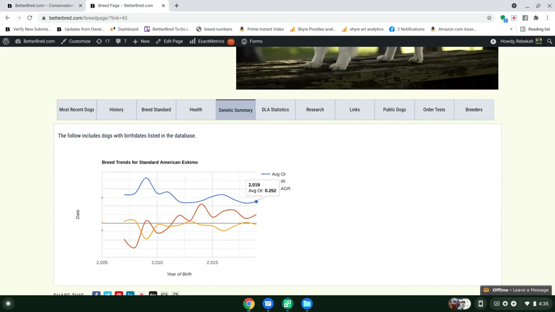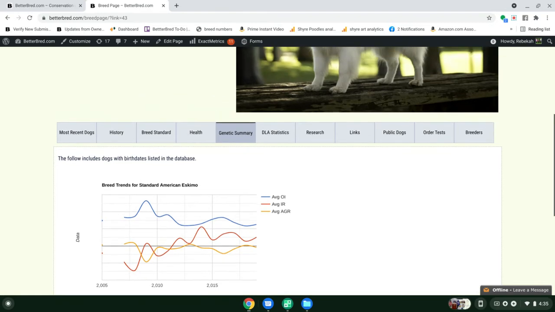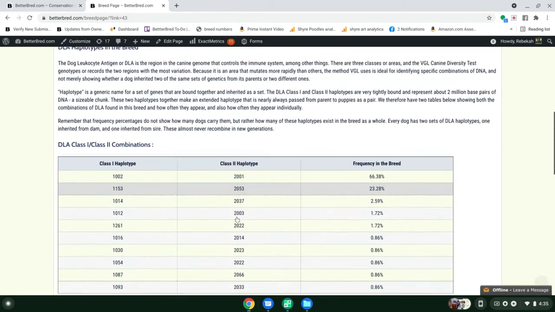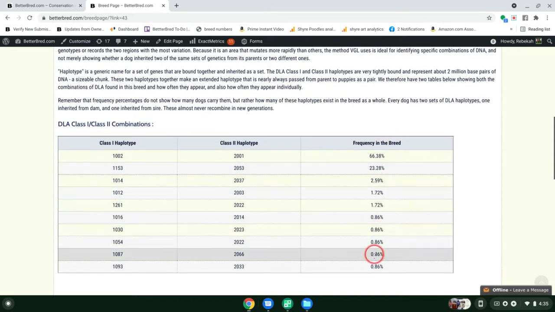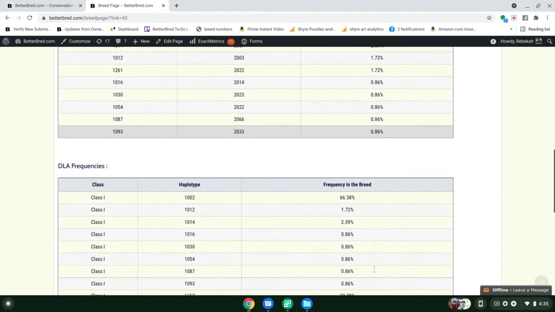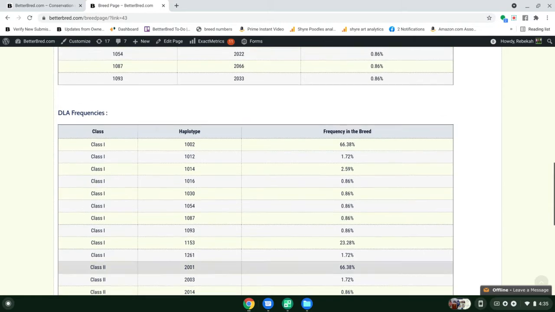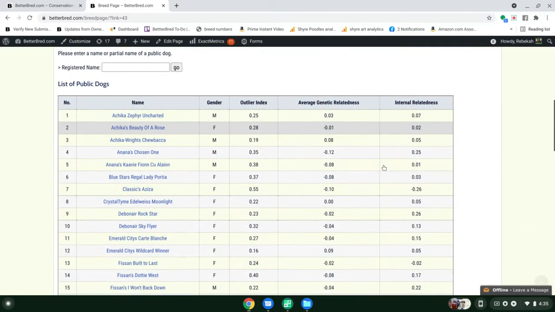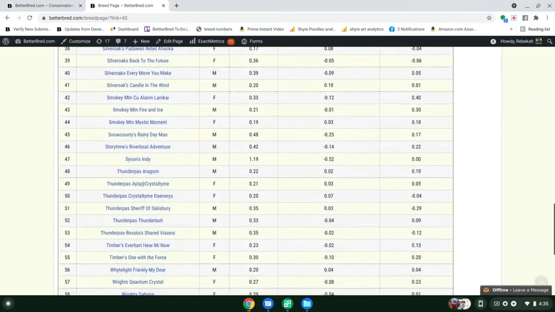So the whole point of this is to assess the diversity of a breed. And as this number lowers, then your breed is breeding towards a genetic bottleneck, which will lead to depletion of your genetic variability. You can also see what DLA haplotypes exist in the breed and at what frequency they are being found, which is really useful if you are interested in trying to improve or increase that. You can also see all the public dogs. So here's all the public dogs in the database.